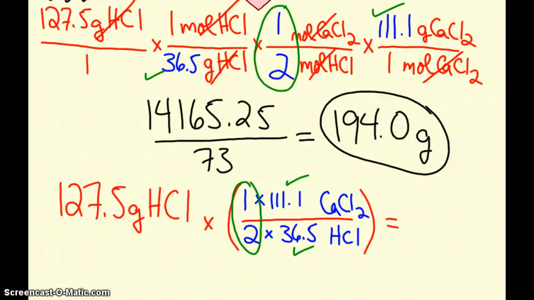So what I'd like you to do now is pause the video and try and do the next question. How many grams of copper produced from 250 grams of iron? And see if you can set that up, see if you can get the right answer. Then I'll show you how to get that.